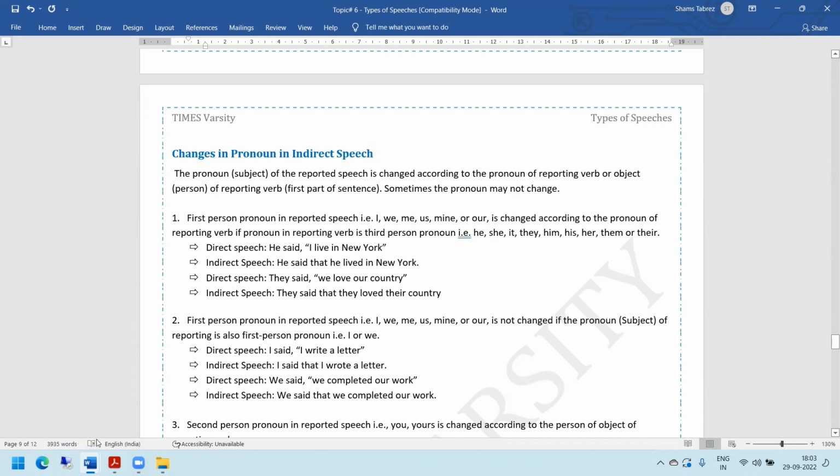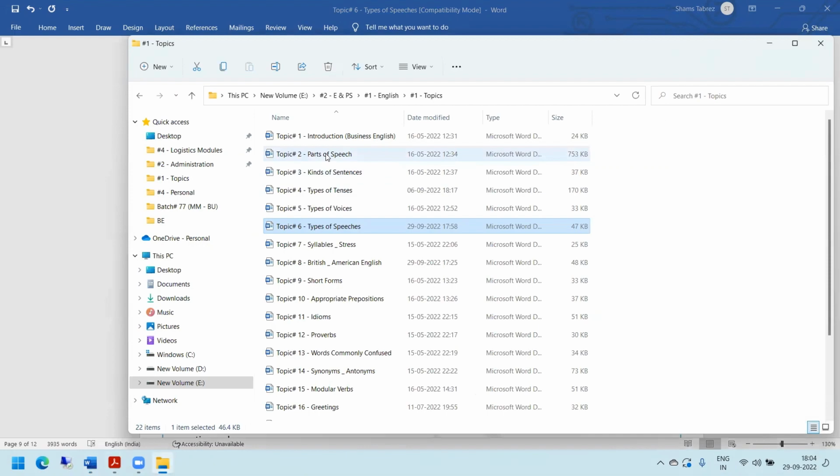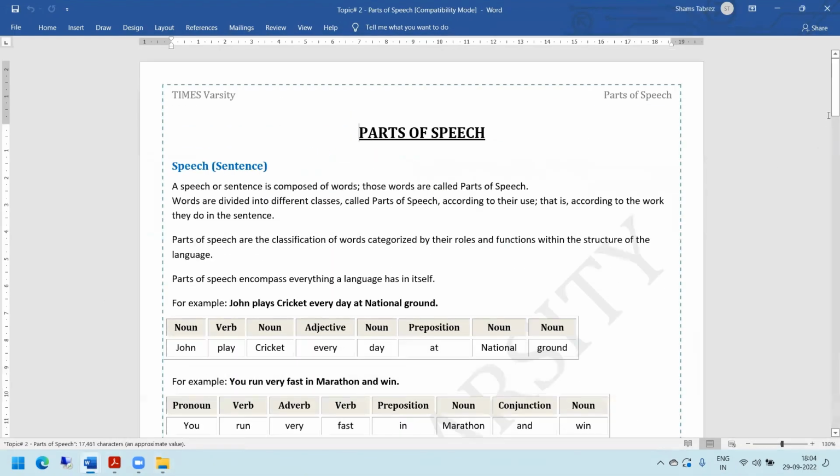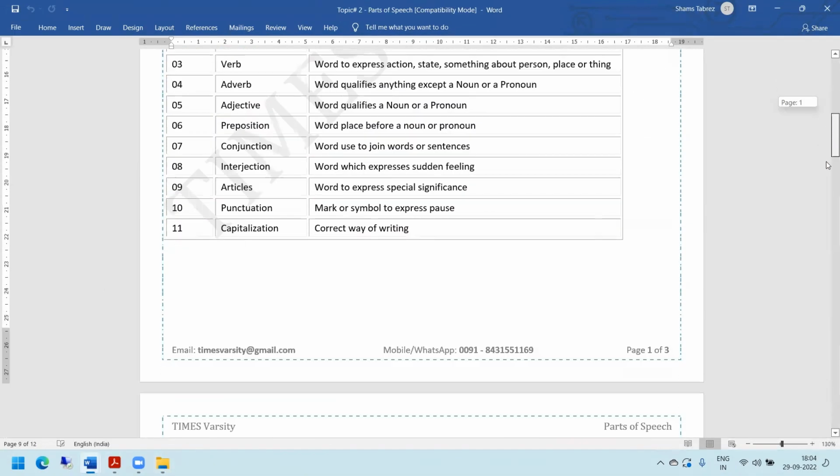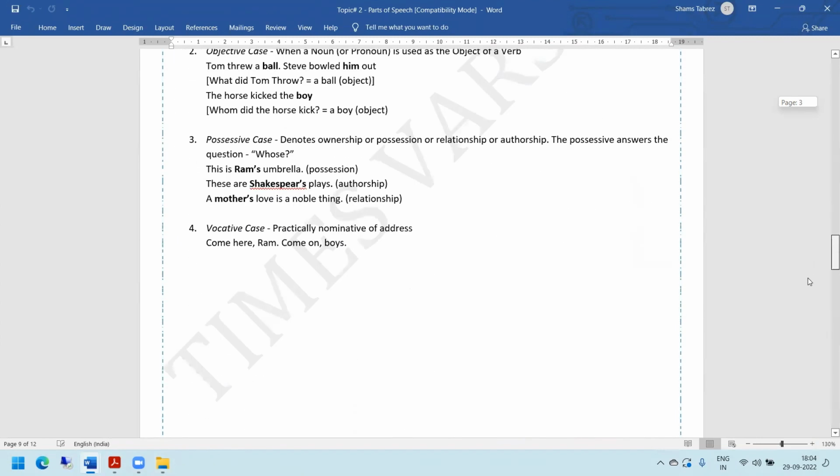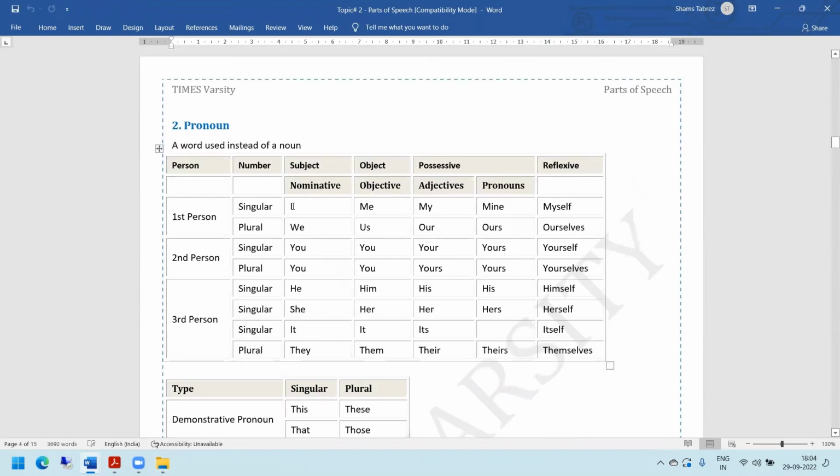So if you look at pronouns, go to parts of speech. Here we have the pronouns. I, if it is used as a subject, me, if it is used as an object, and my, if it is used as an adjective.